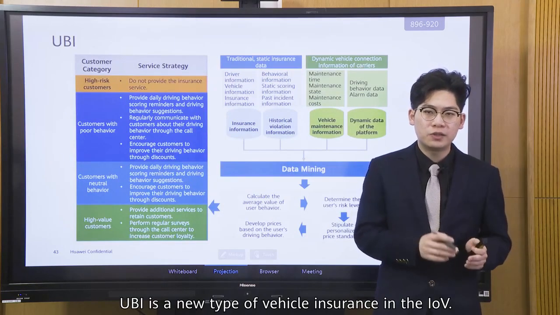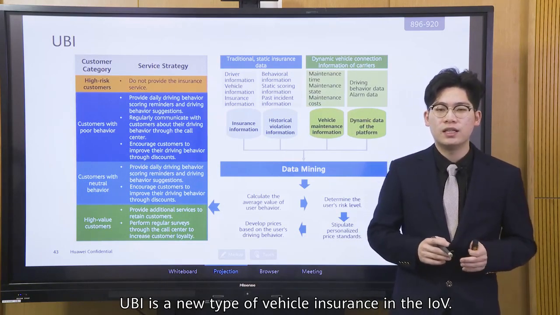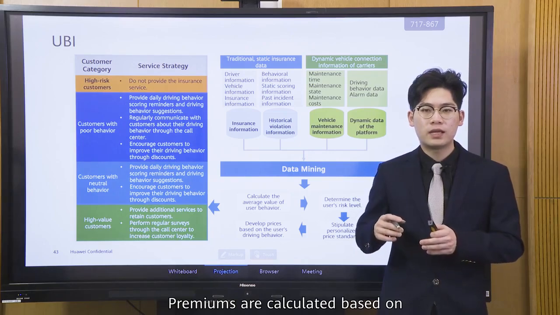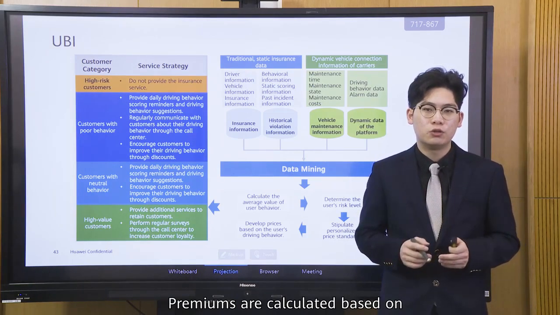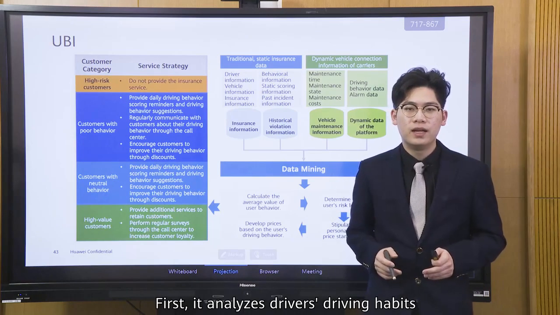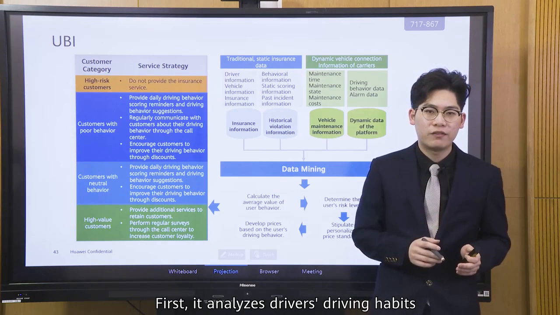UBI is a new type of vehicle insurance in the IoV. UBI is short for usage-based insurance. In the vehicle insurance field, UBI determines premiums based on usage. Premiums are calculated based on driving habits of drivers.